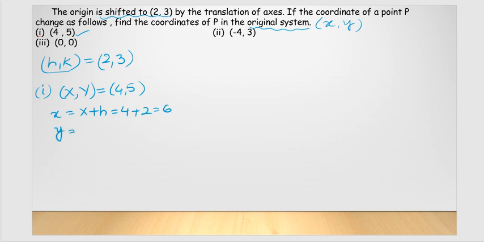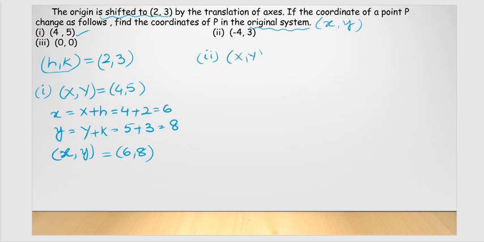The same way small y is equal to capital Y plus k. So what is capital Y? So capital Y is 5 plus k is nothing but 3. So 5 plus 3, 8. So from this clearly we have found small x comma small y, which are nothing but the point in the original system, which is nothing but 6 comma 8. Right, next moving on to question number 2.